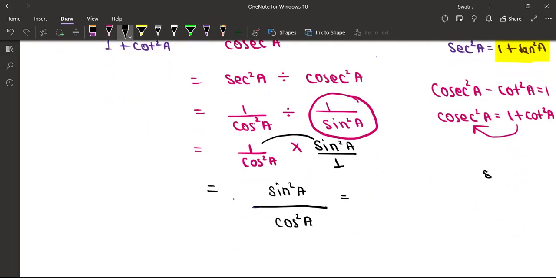Now tell me Manya, what was the formula for sin theta upon cos theta? Was it not tan theta? It was tan theta, right? So here, if we write square, will it not become tan square theta? Yes. So that is why this will become tan square theta. So the answer is tan square theta.